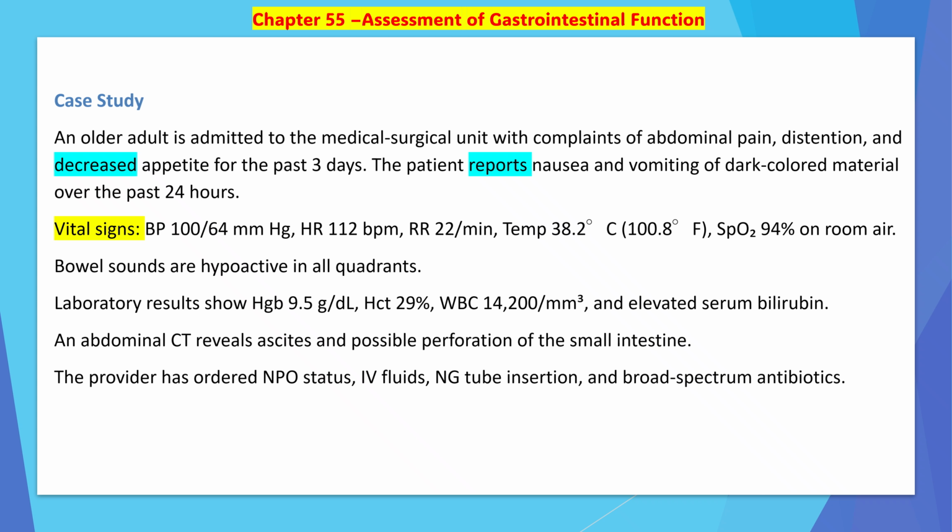Laboratory results show hemoglobin 9.5 and hematocrit 29%, white blood cells 14,200, and elevated serum bilirubin. An abdominal CT reveals ascites and possible perforation of the small intestine. The provider has ordered NPO status, IV fluids, NG tube insertion, and broad spectrum antibiotics.